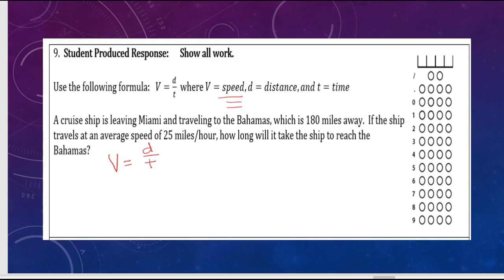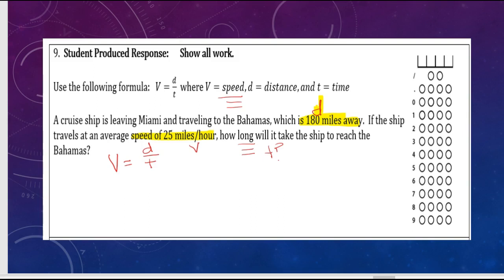A cruise ship is leaving Miami and traveling to the Bahamas, which is 180 miles away. So 180 miles away would be distance. If the ship travels at an average speed of 25 miles per hour, so that tells me speed, which is velocity. How long? So I'm looking for time. So I'm going to plug in what I know to find what I don't know.